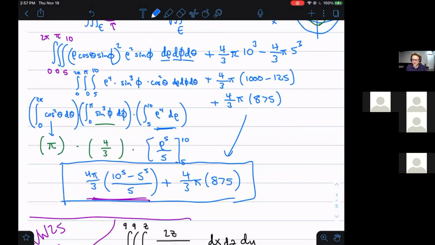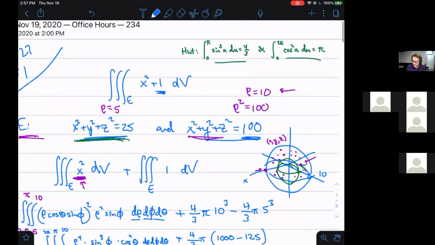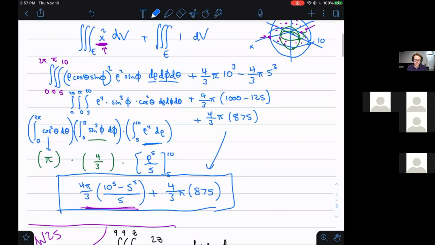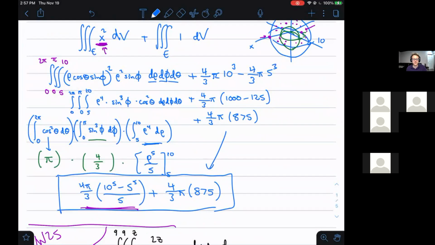That's my thoughts there. But yeah, this was homework 27, number 1 for anyone who joined late. This one would normally take a decent amount of time, but with these two hints right here, if you say that the integral from 0 to pi of sine cubed u du is 4/3, and the integral from 0 to 2 pi of cosine squared u du is pi, then it becomes much faster. So maybe with a hint or something like that, you could make it feasible.